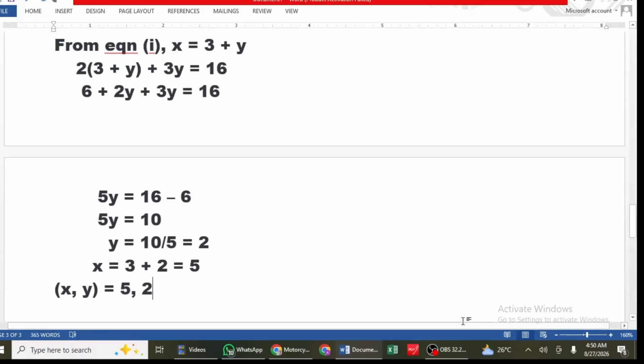And this is how to solve simultaneous linear equations using elimination and substitution method.